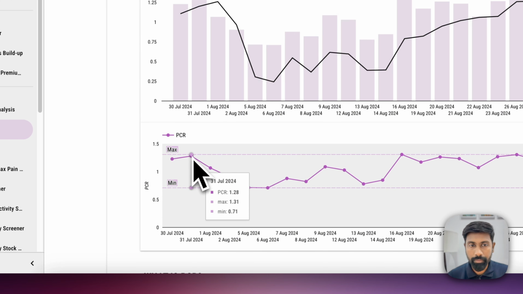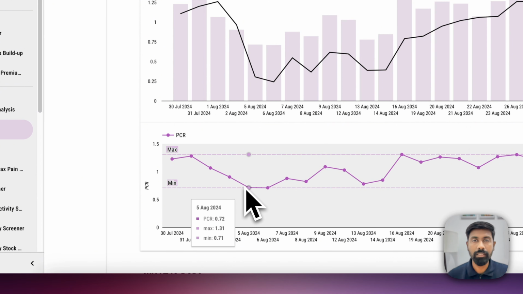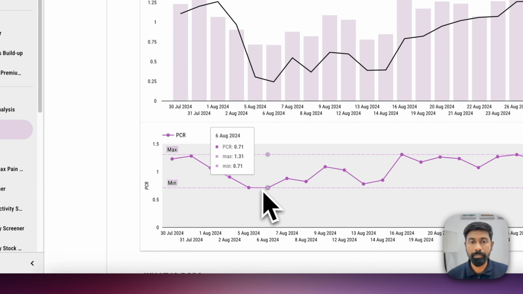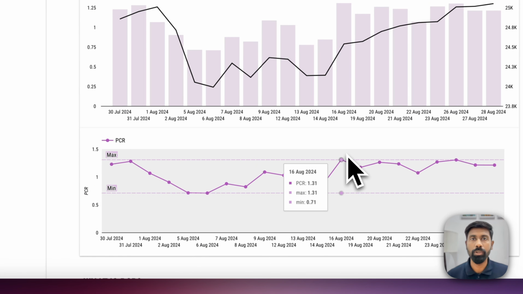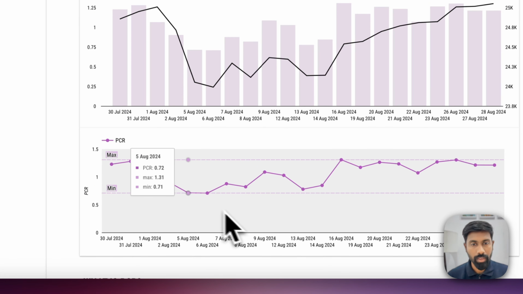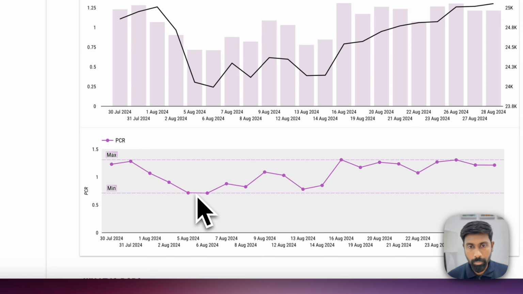If PCR is dropping from top to bottom, it means that the stock is trading in bearish sentiment. If PCR is moving from bottom to top, it means that the stock is trading with bullish sentiment. There is another use case. Here you can see that PCR has bottomed out and PCR has actually shot up. These are indications of market bottoms.